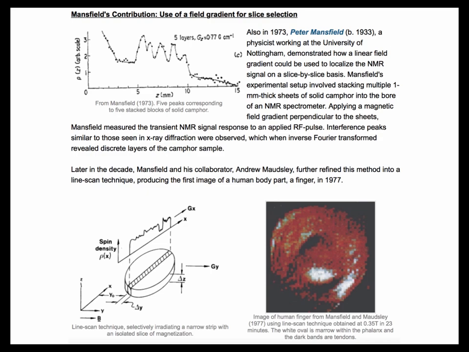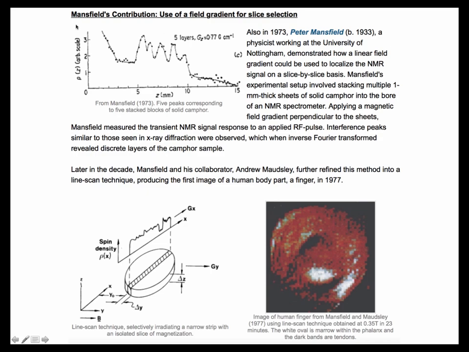And then if you take the Fourier transform of the spectrum, you can create the spatial location of wherever that was coming from. So he did this, and he basically scanned through, and it was able to create a picture of a human finger and other things.